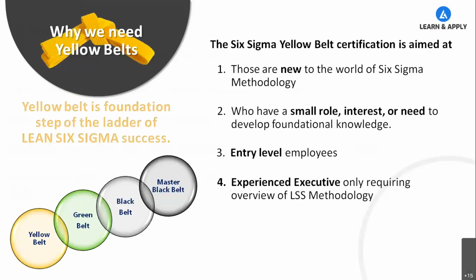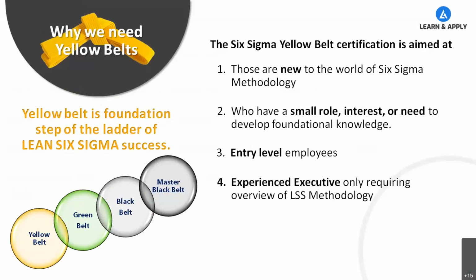And the yellow belt is the foundation step of the ladder of this Lean Six Sigma success. So you can start from yellow belt to green, black, and master black belt. So the ladder starts from yellow belt. There is one more belt over there, that is white belt, but that is not as such a certification belt, and that's why we have not included it. It's just an introduction to the knowledge of this Lean Six Sigma, the kind we deal with in this webinar. So that is some kind of white belt training. That's why we have started with this yellow belt.